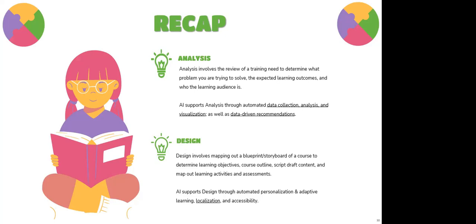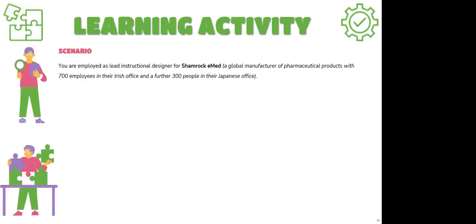So I'm just going to pop us on to the next learning activity that we have here. Again, we'll just take a short moment to pause and have a think about the little activity that we have here. We're back to our Shamrock EMED, our global manufacturer. They work in a regulated industry. They have 1,000 employees, 700 in Ireland, 300 in Japan. Okay, you're going to imagine that you're employed as the lead instructional designer for this company.